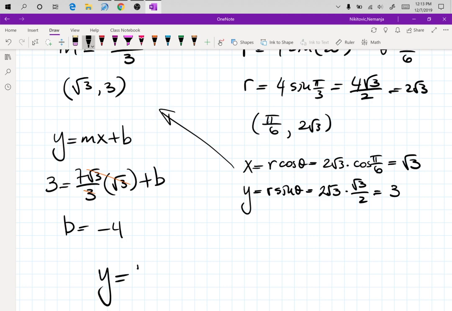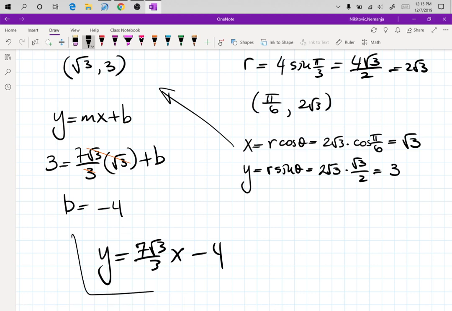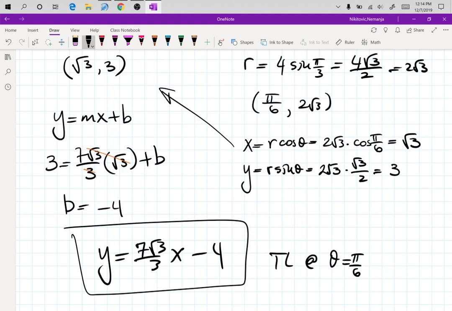Y equals 7 root 3 over 3 x minus 4. That's the tangent line at theta equals pi over 6. You change that pi over 6 into anything else, the whole calculation changes completely, right? Because you have to recompute the slope up there, you have to recompute everything, right?